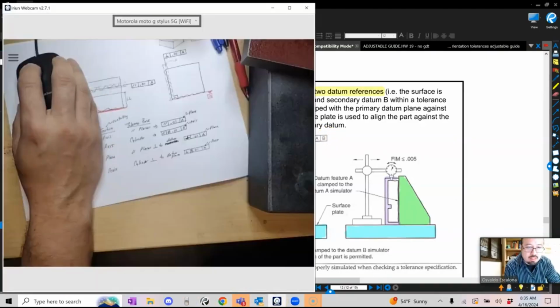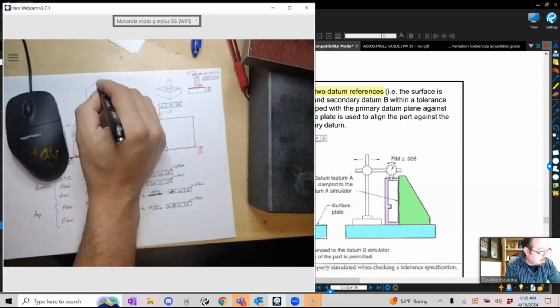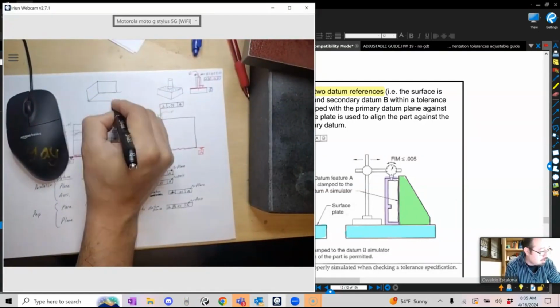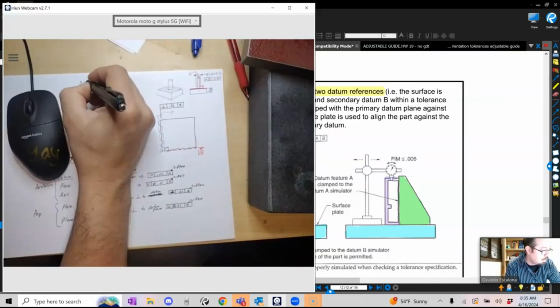So for example, how would I do that one? If I were to check something that looks like that, and let's call this guy granite table. Let's call this guy datum B.